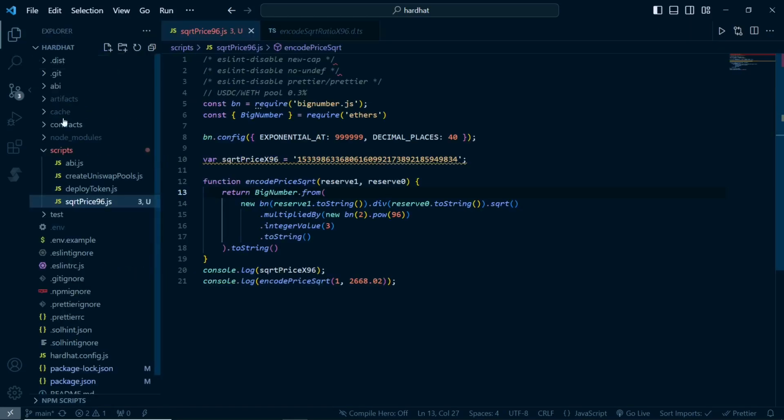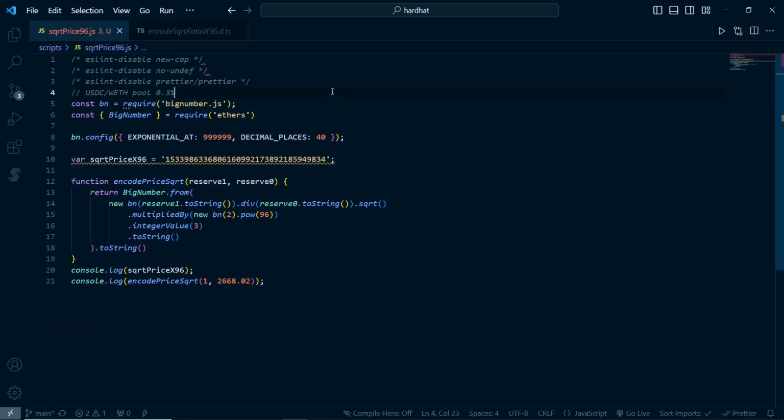And this code is in the same repo which I used in the previous video to create Uniswap pools. In the same repository I'm creating another file and using it. This is also linked in the description, you can just use it from there. So now let us see the result.